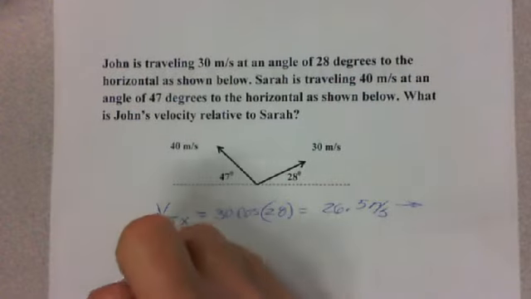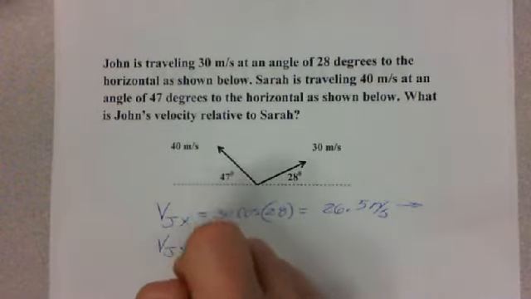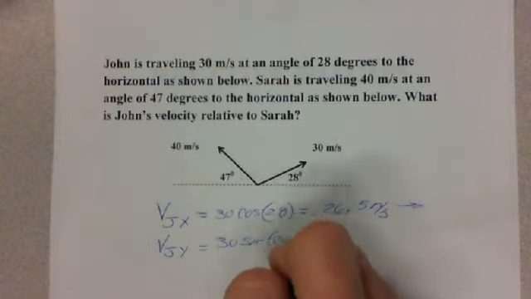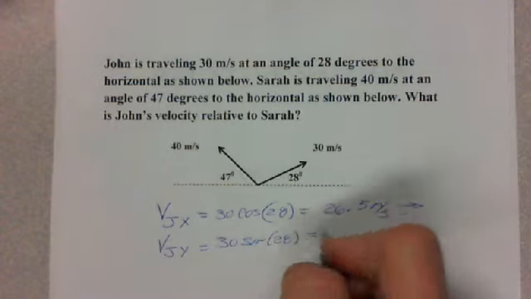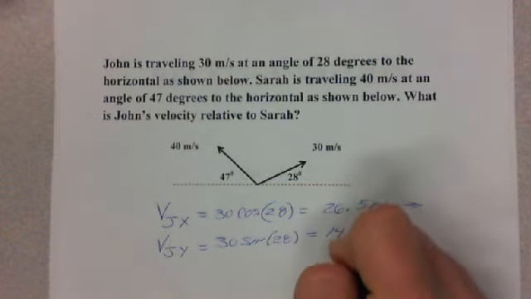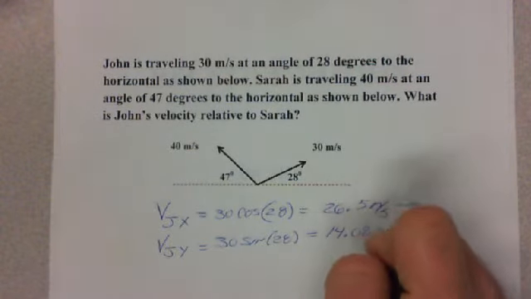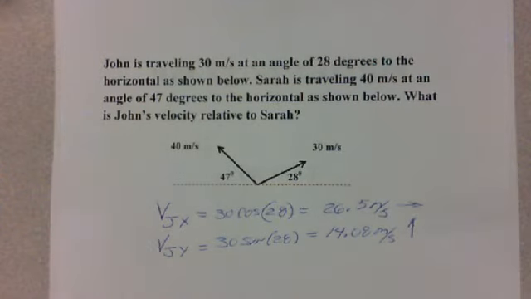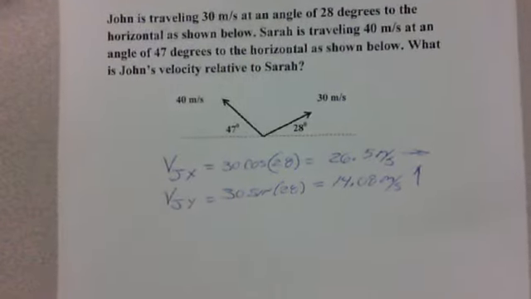Now I'll do the y. The velocity of John with respect to the y will be 30 times the sine of 28. And when I get that, I'll get 14.08 meters a second, and it's in that direction. Alright, now we're going to do the same thing for Sarah.